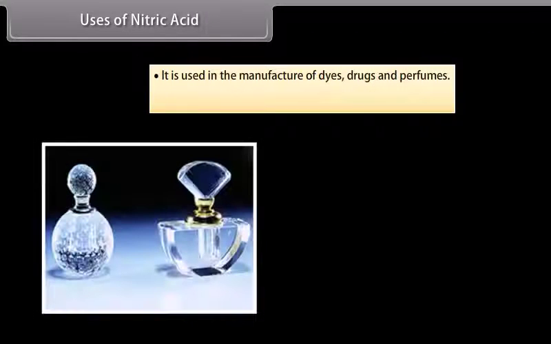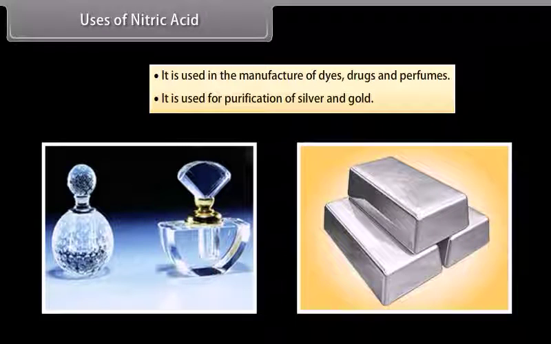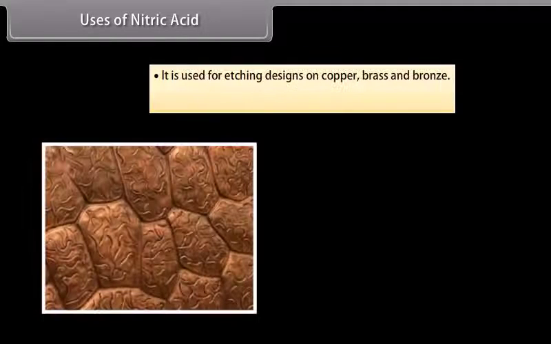Uses of nitric acid. The important uses of nitric acid are the following. It is used in the manufacture of dyes, drugs and perfumes. It is used for purification of silver and gold. It is used for etching designs on copper, brass and bronze.